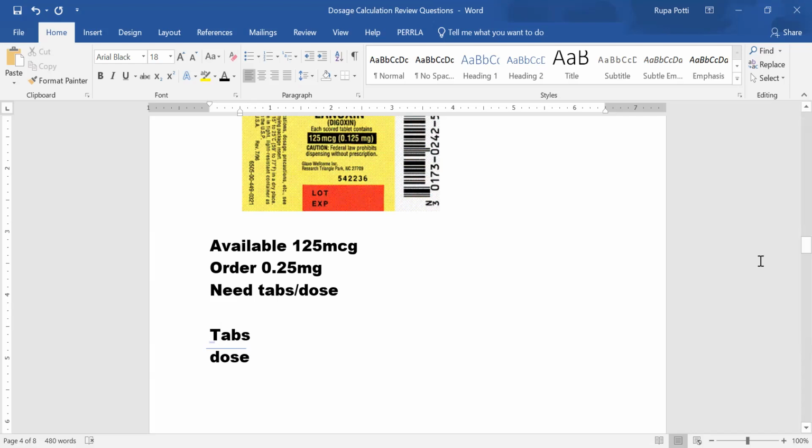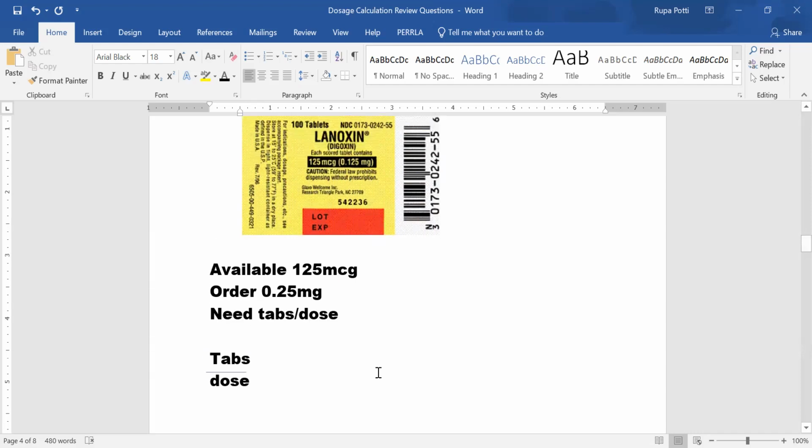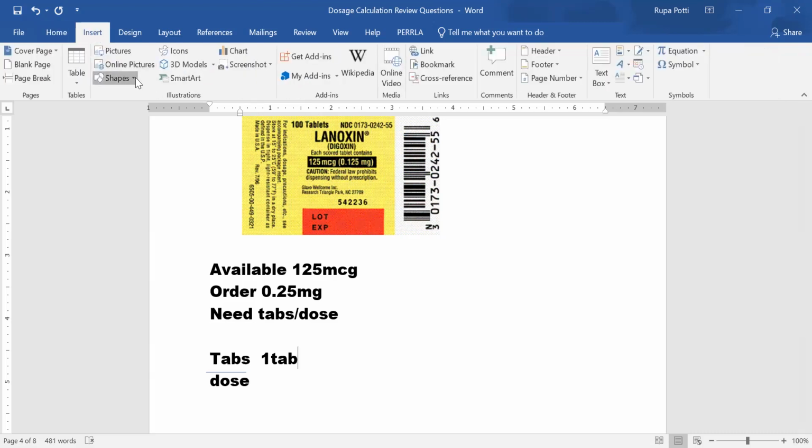Now I see that I need tabs per dose. That means after I cancel out all my numbers, I need to have tabs in the numerator and dose in the denominator. So I'm going to look at what in the problem has something to do with tabs. It says one tab is 125 micrograms, so that is what I'm going to start my problem with. So one tab is 125 micrograms.